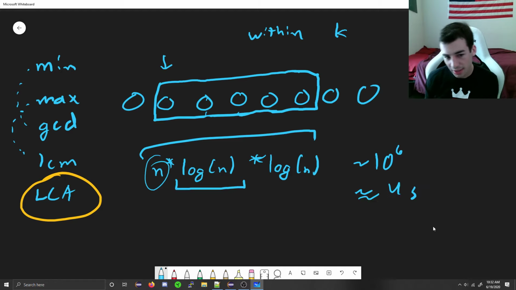So if you have a 2-second time limit and n is 10 to the 6, this won't be a good solution for a segment tree. You'll have to find some other optimizations. But if you just use 2 RMQs, you should be able to get it correct fairly quickly.